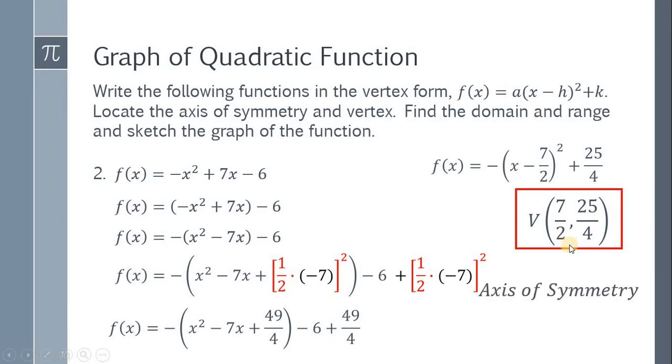Axis of symmetry natin is h equals to 7 over 2. Yung h, papalitan natin ng x. So we have x equals to 7 over 2. And we're done. So tapos na tayo sa vertex form and axis of symmetry and the vertex.